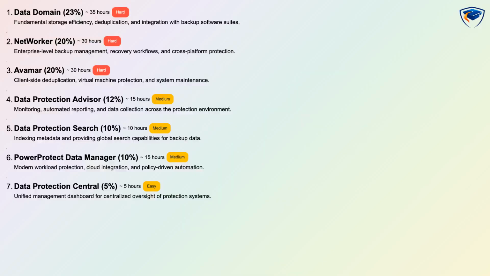The exam covers 7 domains with these exact weights. Data Domain 23%, NetWorker 20%, Avamar 20%, Data Protection Advisor 12%, Data Protection Search 10%, PowerProtect Data Manager 10%, and Data Protection Central 5%. Domains vary in difficulty and recommended study time, and assessments are a mix of conceptual and scenario-based questions. Use the weights to prioritize your study plan.